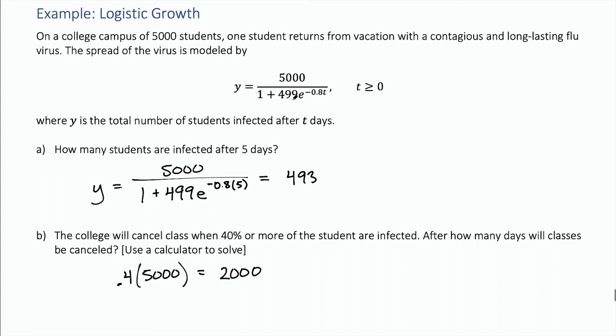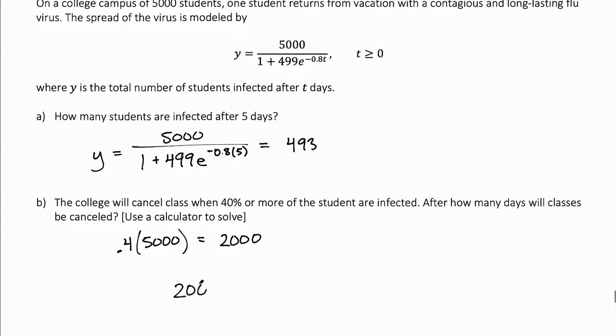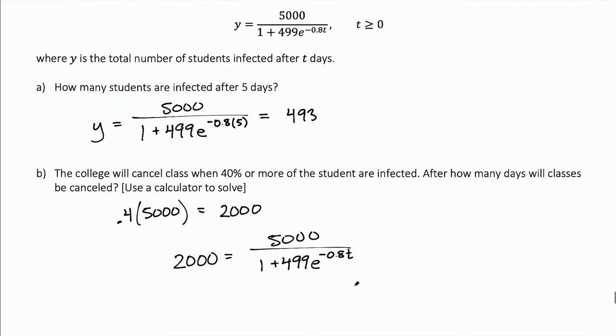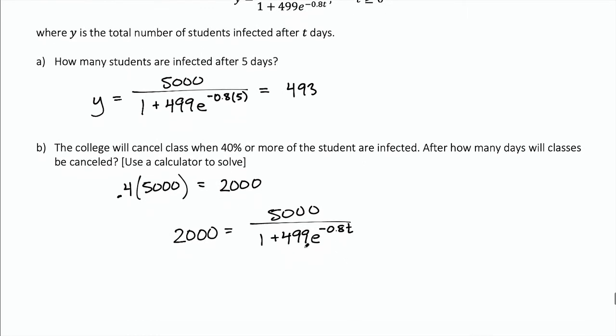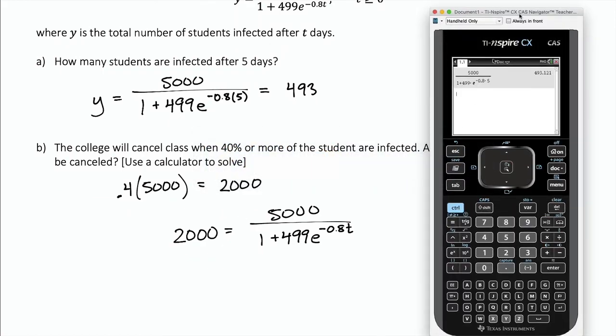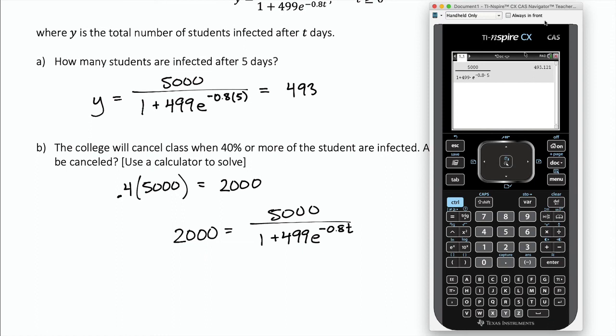So now we're just going to take this function and set it equal to 2,000. 2,000 equals 5,000 over 1 plus 499 times e to the negative 0.8 times t. And we're trying to figure out what t is. Now, there are ways to solve this by hand with lots of different tools, but this does say use a calculator to solve. So we're going to go back to our calculator. Depending on your calculator, you may or may not be able to solve it. Calculators that have CAS, which stands for Computer Algebra System, are able to solve equations for us, which is really nice.